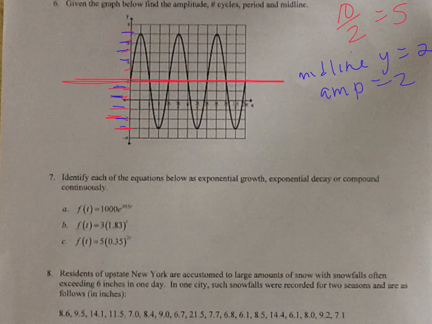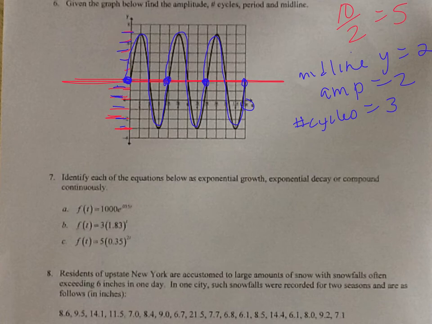I also need the number of cycles. I can tell that it is a sine curve because it is starting at the midline. Let's see how many complete curves. This is 2 pi back here. Here's one curve, here's two curves, and here's three curves. So my number of cycles is equal to 3.